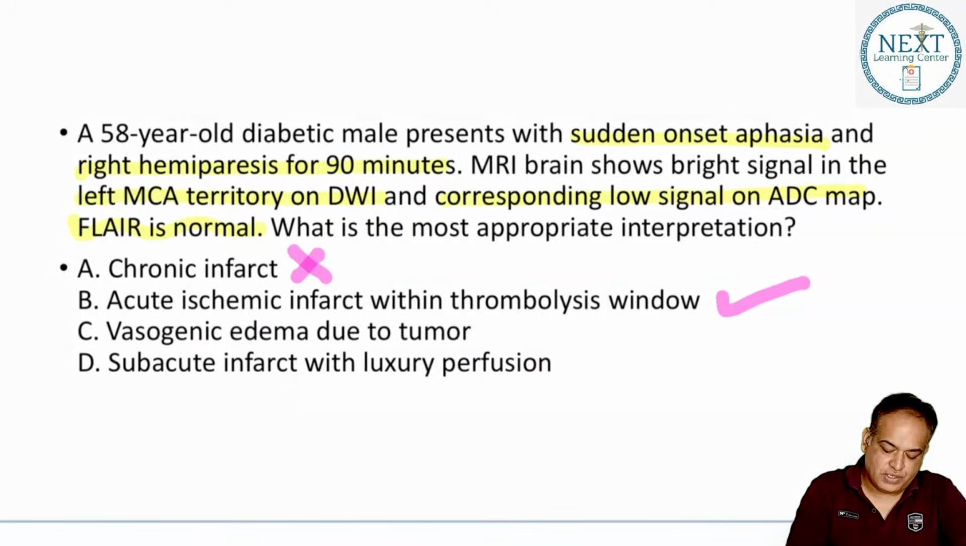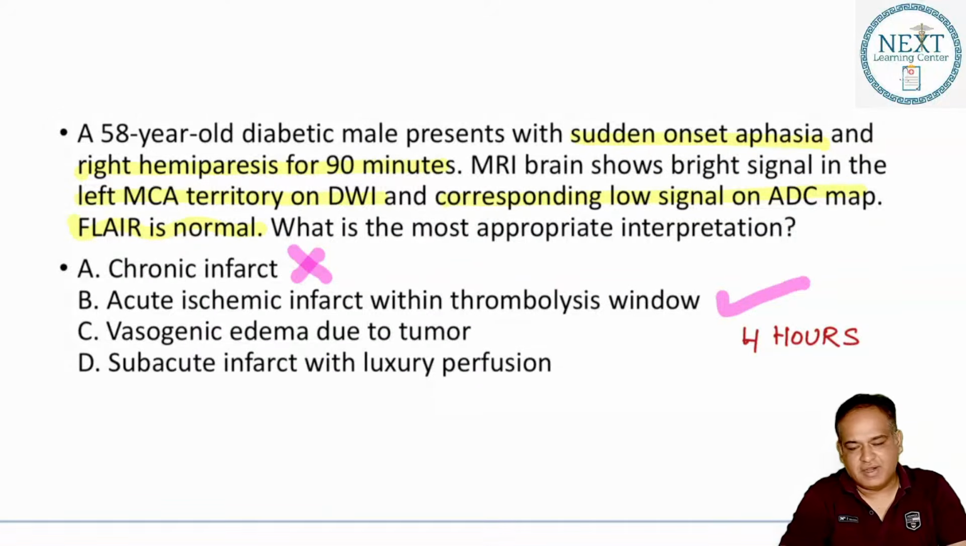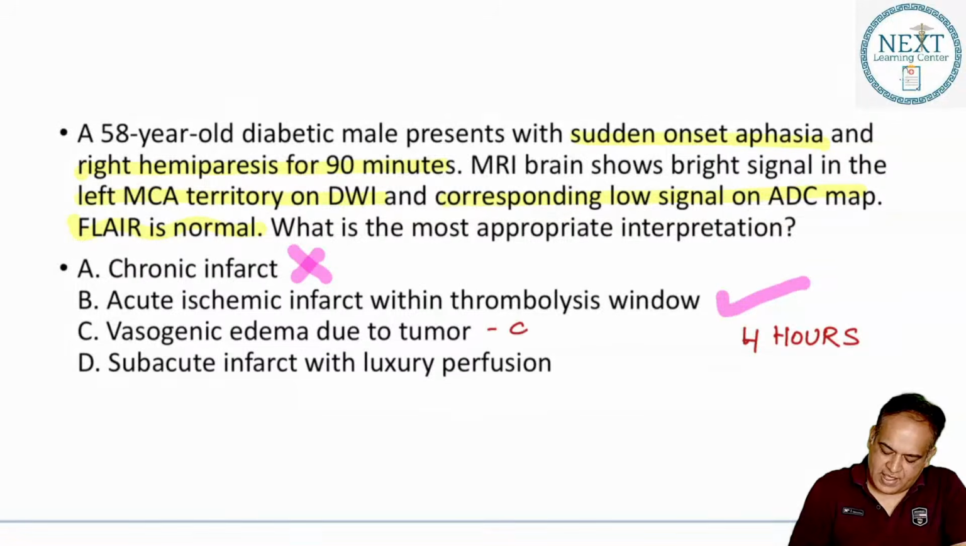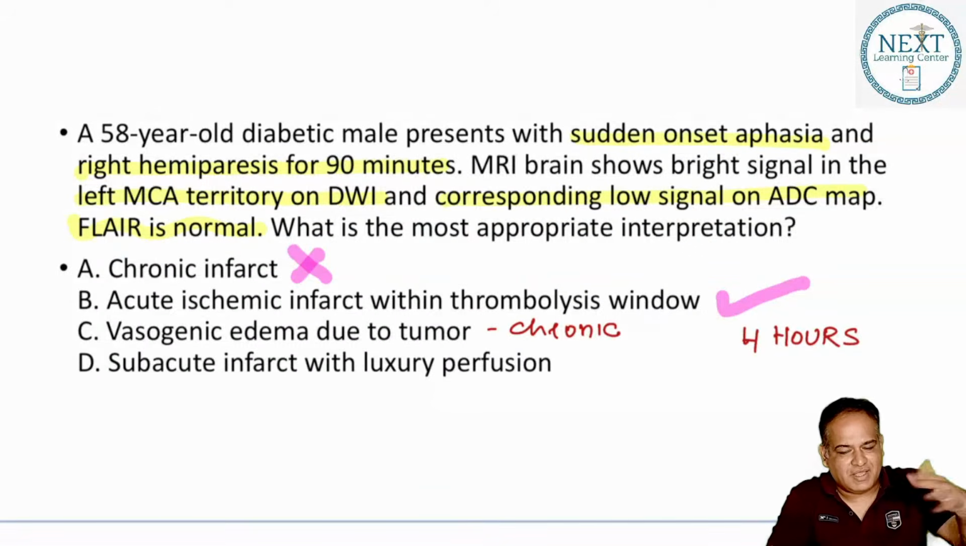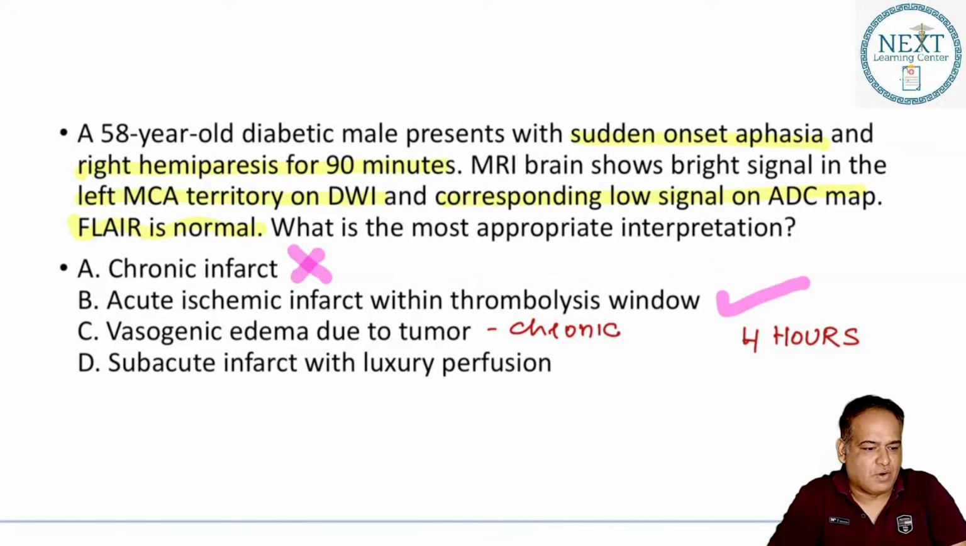Fine. So usually thrombolysis window is around 4 to 6 hours. So if it is within 4 hours, you will definitely mark the answer as B. Now tumor would have presented in a chronic manner, with a long history. Fine. Subacute infarct with luxury perfusion. Luxury perfusion means the blood supply is still continuing.